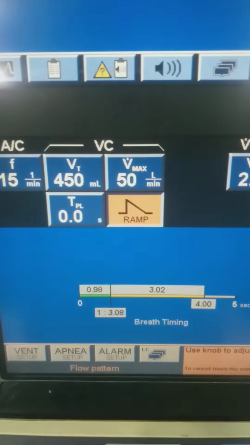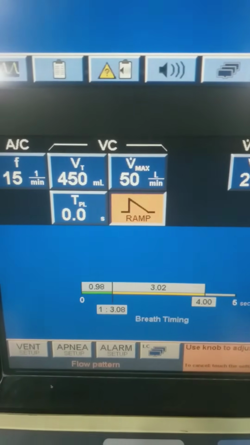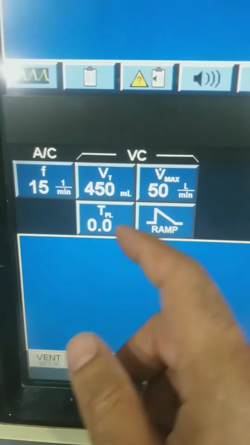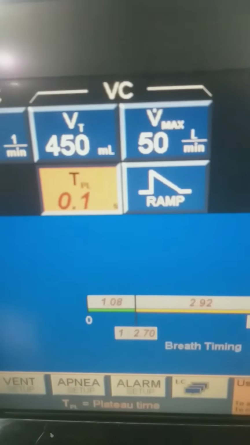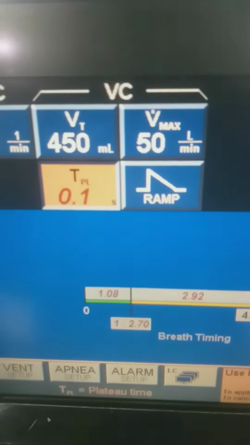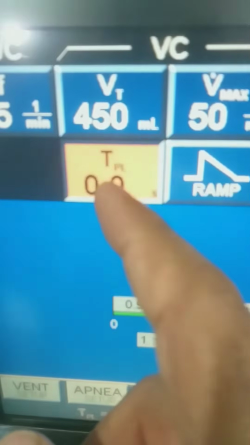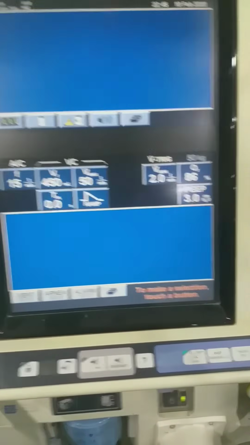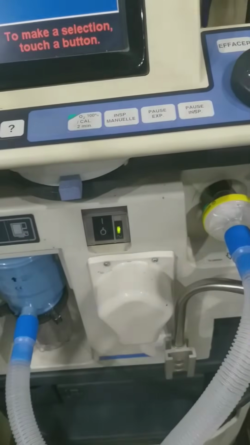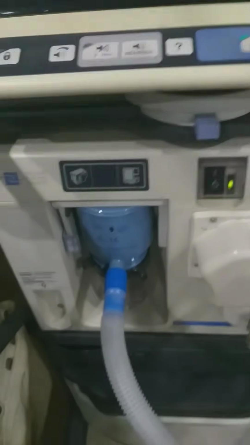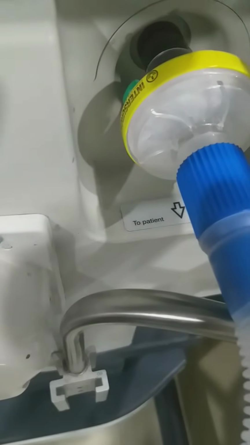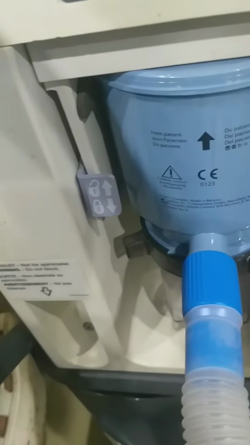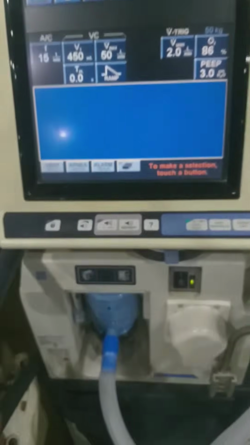This is ramp and square. These two are the flow patterns, which will also affect the IE ratio. This is plateau pressure, which shows on the main screen. Plateau pressure is affected by the lung compliance, and peak pressure by the resistance in the airway. This is the inspiratory or to patient circuit, and this is expiratory circuit. So if you focus it, here you see this is to the patient. It is going to the patient, and this is coming from these filters of the expiration and expiratory circuit.